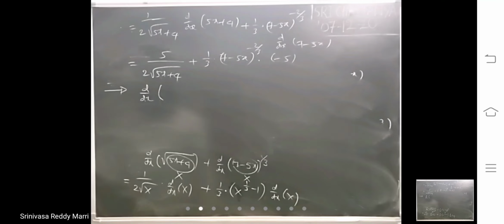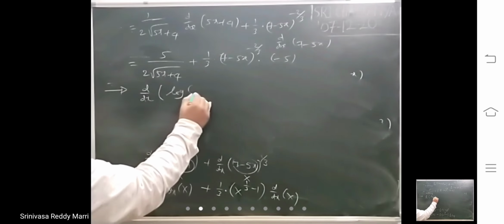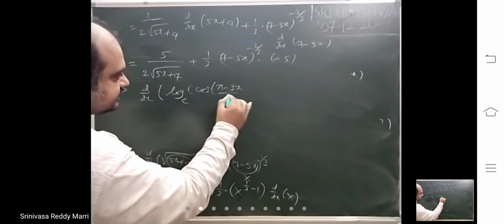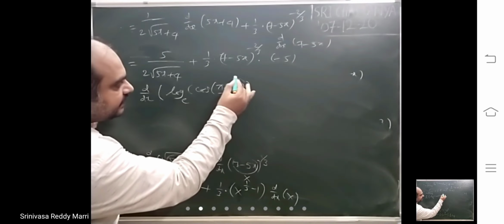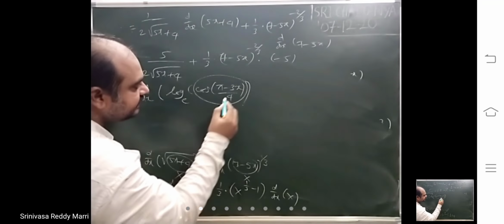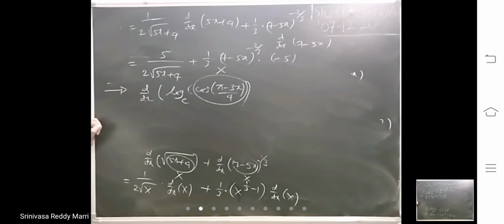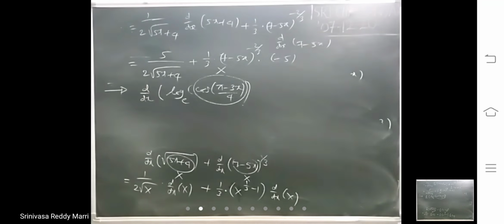Okay, d by dx of log of cos of pi minus 3x by 4. Now look at, first what rule? Log. Look at this, completely this is x. Now look at x, whatever you know, that is x, right? So log x, what will you write? Log x, that is 1 by x.